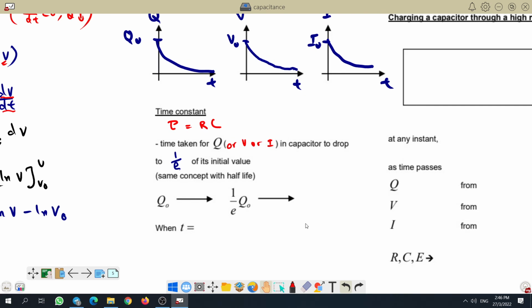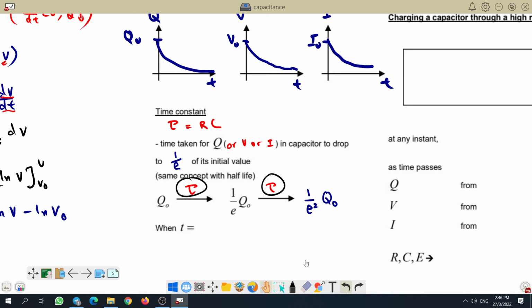So it's the same concept as half-life. After one half-life it will become 1 over 2. But here, after one time constant it becomes 1 over E. After another time constant it becomes 1 over E times 1 over E, so 1 over E squared. After another one, it becomes 1 over E cubed. But tau is constant, just like half-life is constant.